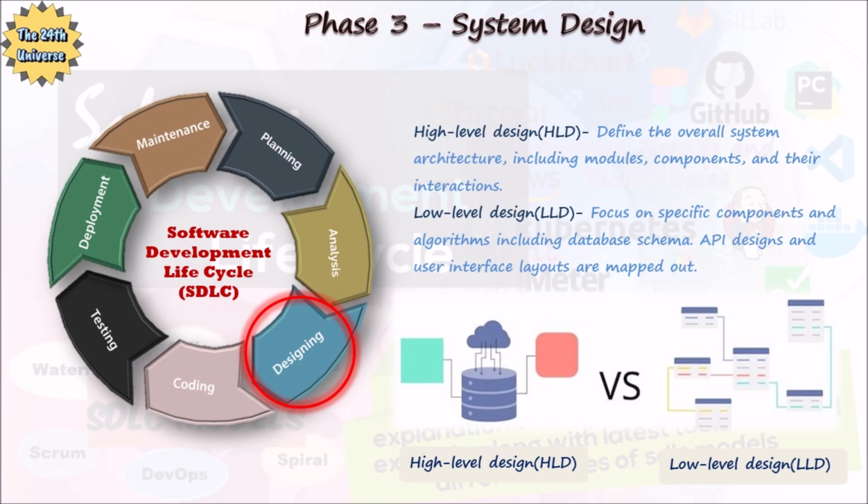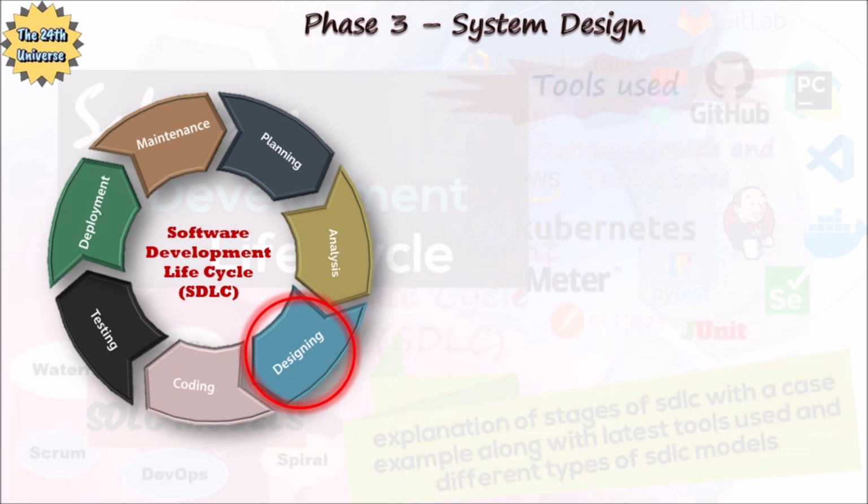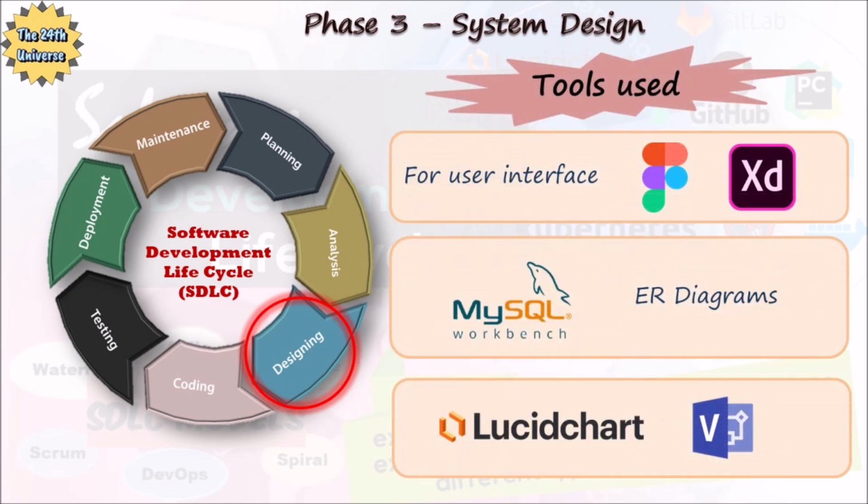Low-level design, that is LLD, focuses on specific components and algorithms, including database schema, API designs, and user interface layouts, which are mapped out. The tools used here in this system design phase are Figma or Adobe XD for user interface design, ER diagrams using MySQL Workbench for database schema design, UML and architectural diagrams using Lucidchart or Visio.